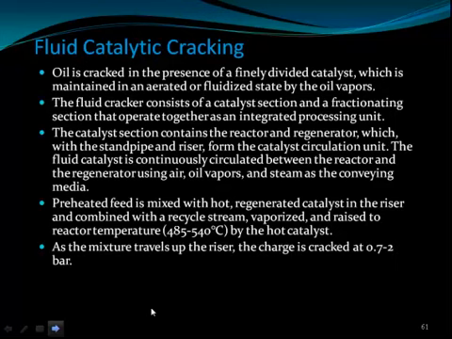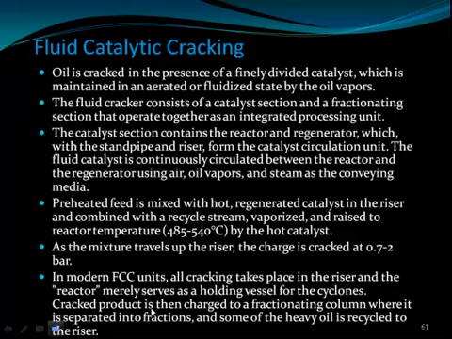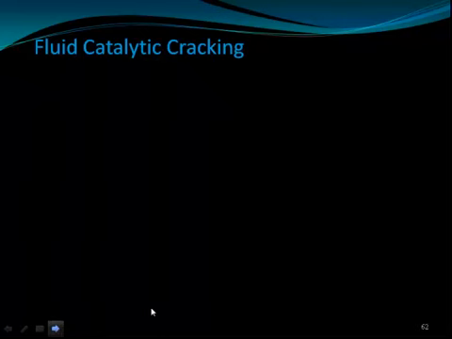As the mixture travels up the riser, the charge is cracked at 0.7 to 2 bar pressure. In the modern FCC unit, all cracking takes place in the riser. The reactor merely serves as a holding vessel for the cyclones. Cracked product is then charged to a fractionating column where it is separated into fractions, and some of the heavy oil is recycled to the riser.